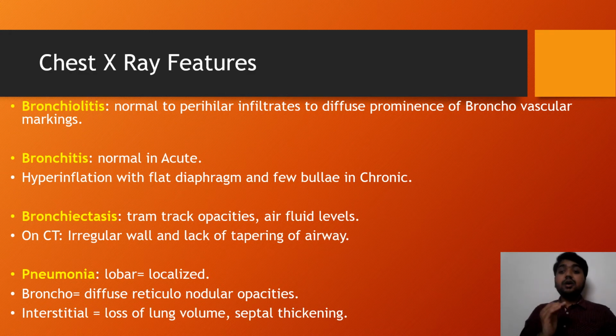Whereas for bronchiectasis, more than an X-ray, it is very characteristic on CT scan, where you see tapering of the airways with irregular wall dilatations. On X-ray, you can see some cystic changes, air-fluid levels, and tram track opacities. When it comes to pneumonia, if it is lobar pneumonia, you can see exactly which particular segment of the lung is involved. If it is bronchopneumonia, you can see reticulonodular opacities diffusely scattered here and there. Whereas in interstitial pneumonia, you find loss of lung volume, a diffuse fibrotic lung pattern, and septal thickening.